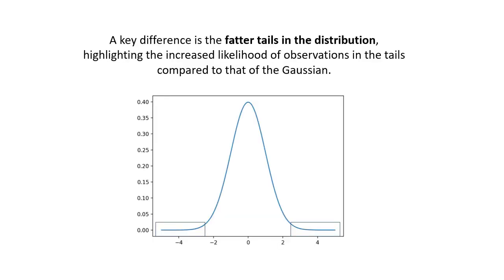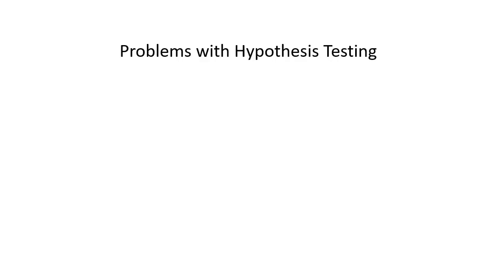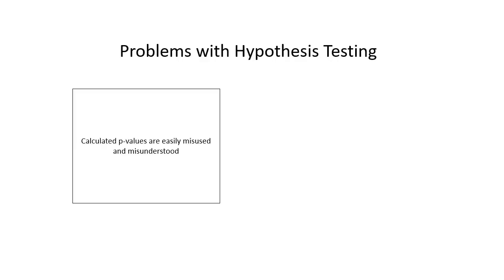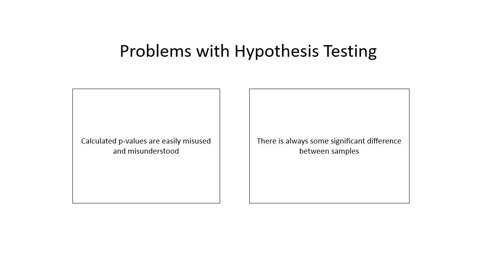Statistical hypothesis testing and the calculation of p-values is a popular way to present and interpret results. Tests like the student's t-test can be used to describe whether two samples have the same distribution. They can help interpret whether the difference between two sample means is likely real or due to random chance. Although they are widely used, they do have some problems. For example, calculated p-values are easily misused and misunderstood. Additionally, there's always some significant difference between samples, even if that difference is tiny.